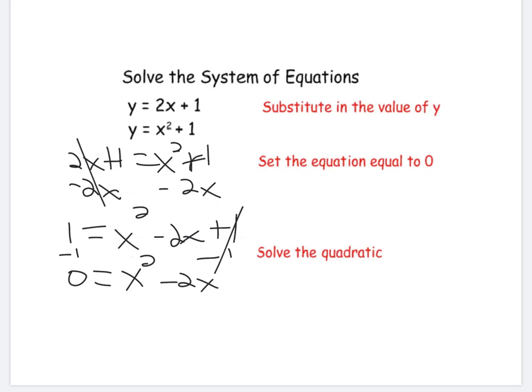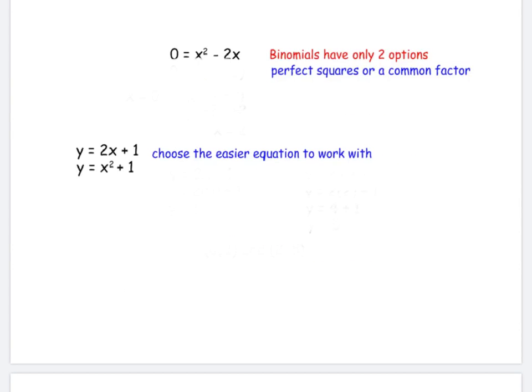So the next thing I want to do then is to solve the quadratic. Usually in this case I recommend solving the quadratic by factoring. So if I'm going to look at factoring this, the only options here, when you have binomials, are perfect squares or a common factor. So in this case I have a common factor, and I can pull it out. So I would have 0 equals x times, my common factor is x. So x from x squared is x, and then x from 2x is minus 2.